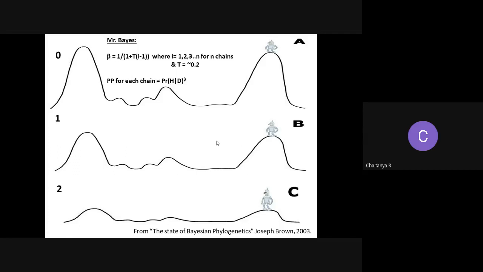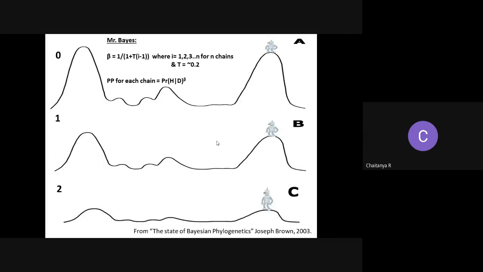Can someone unmute and answer? So amongst chain A, B, and C, for which chain would it be the easiest, given the context of the previous slide? C. Can you explain why? Because it is more like plain land. No uphill and downhill. I can't hear you clearly. It is more like plain land because no uphills and downhills are there because of the melting.